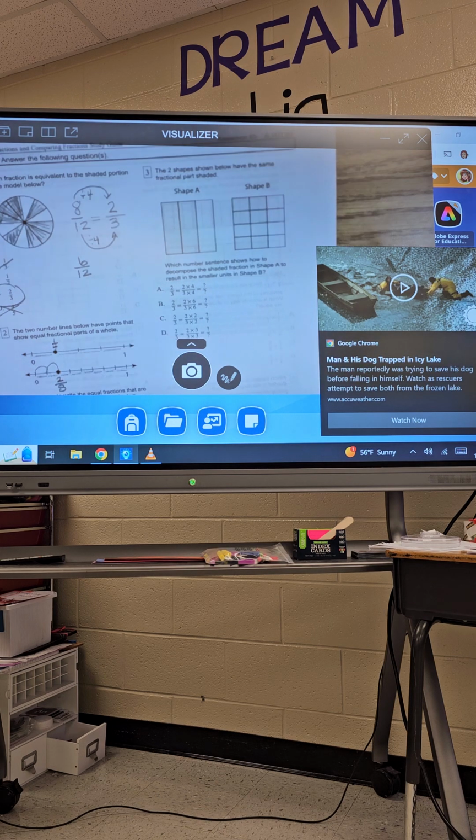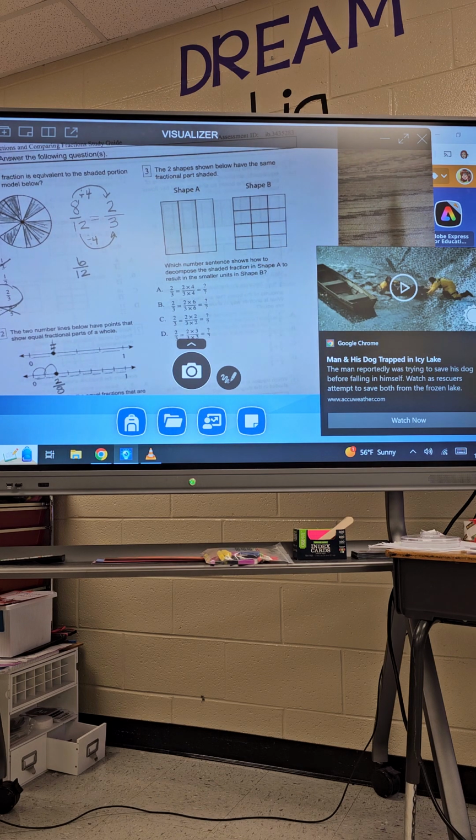The 2 shapes shown below have the same fractional part shaded. If you can't see it, make it a little bit darker. This fraction bar has 3 pieces and 2 of them are shaded. This fraction bar has 12 pieces and 8 of them are shaded. So I look down at my 4. Which number sentence shows how to decompose the shaded fraction in shape A to result in the smaller units in shape B?